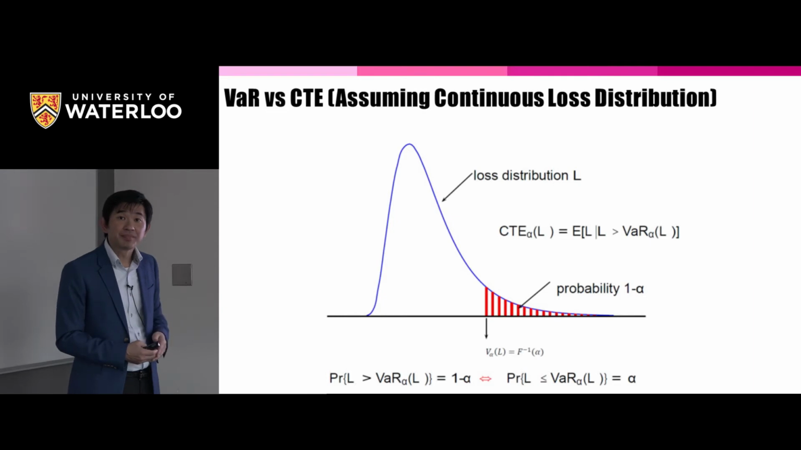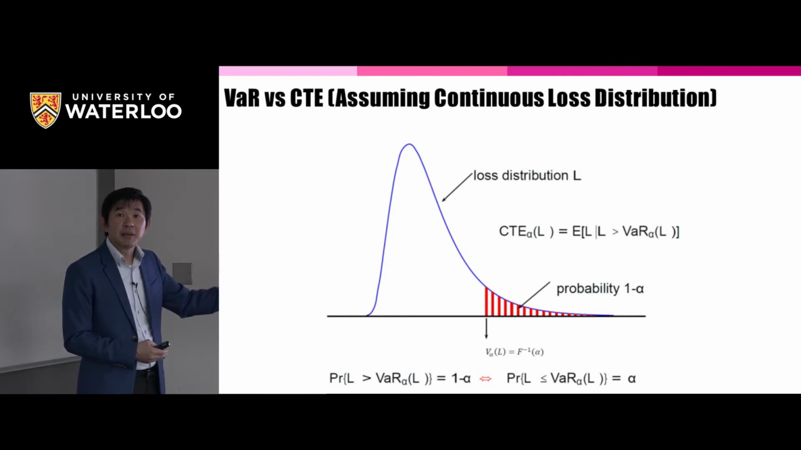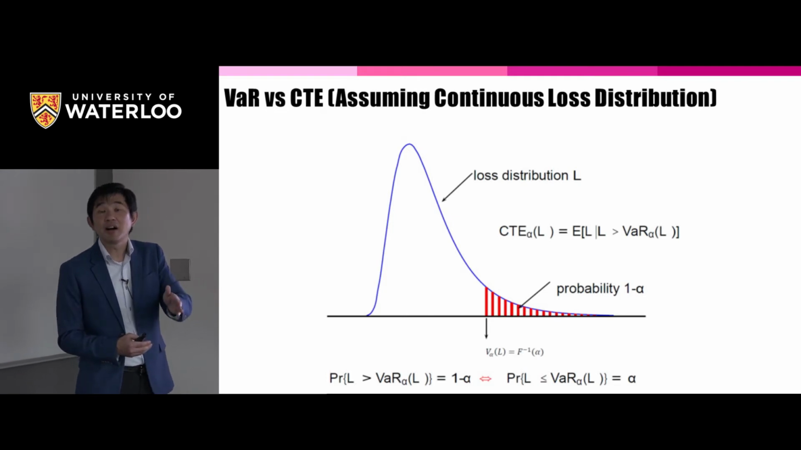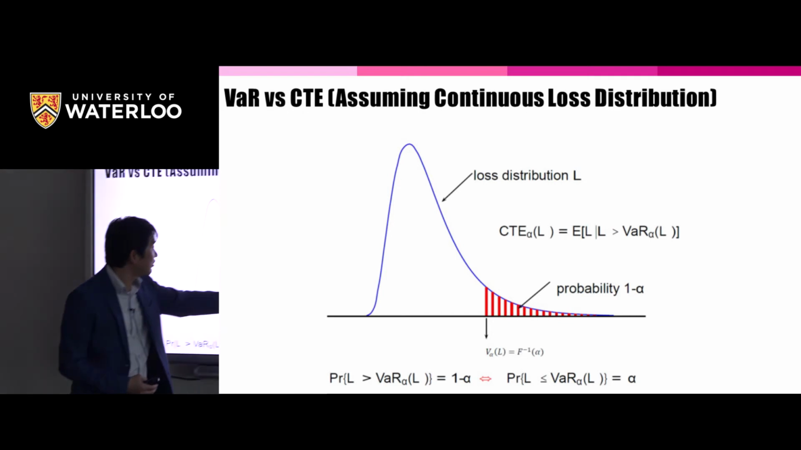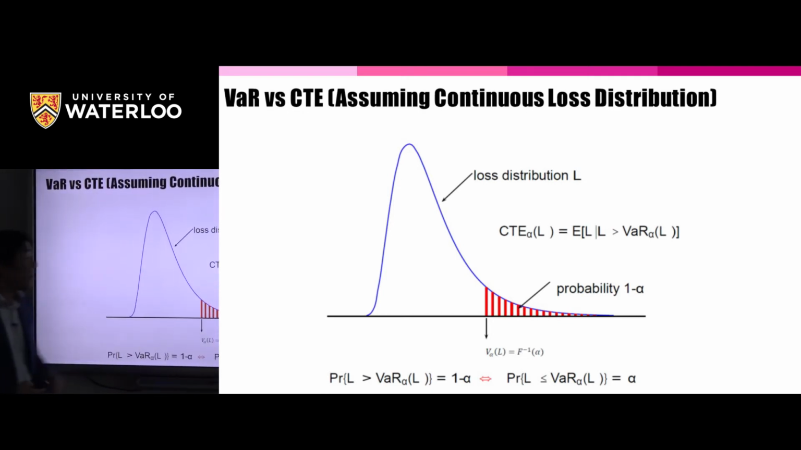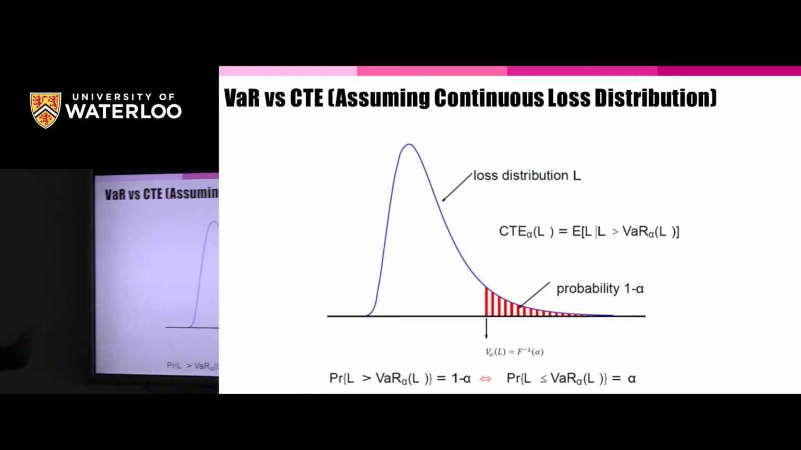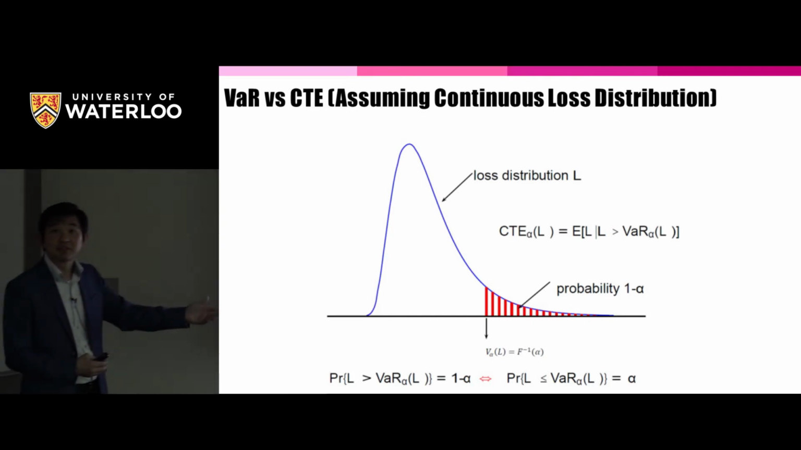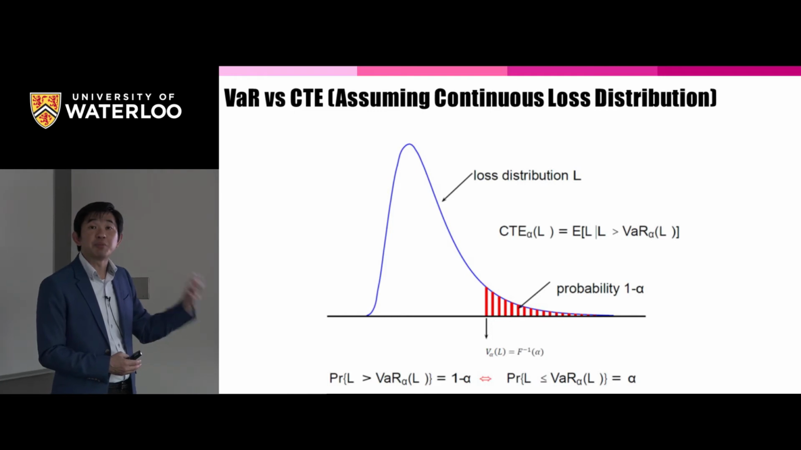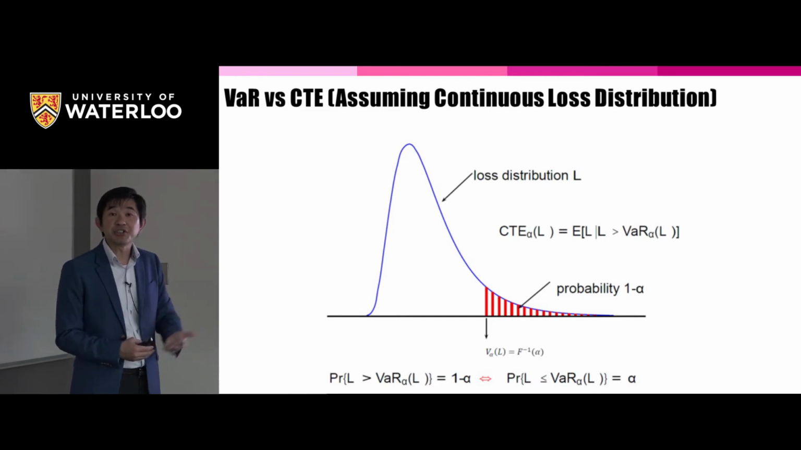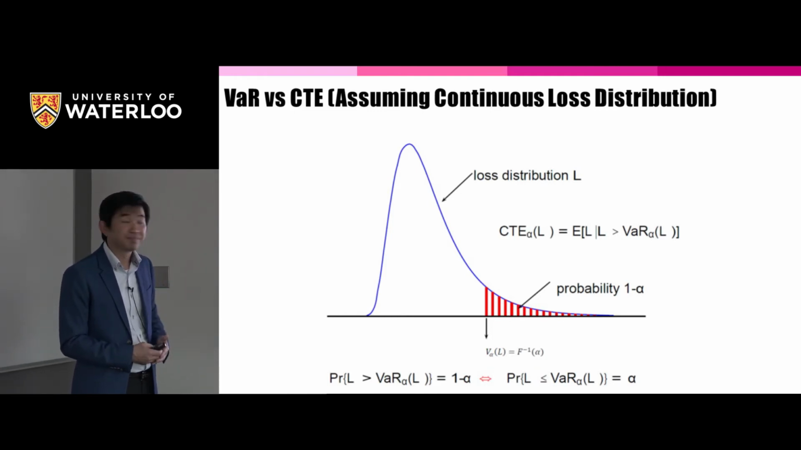On the other hand, CTE measures the expected losses, or the expected shortfall, given that the losses exceed the VAR value. So essentially, in the diagram here, the area that is shaded red would represent the expected shortfall. Both of these risk measures are extremely popular in insurance companies and in banks as well.